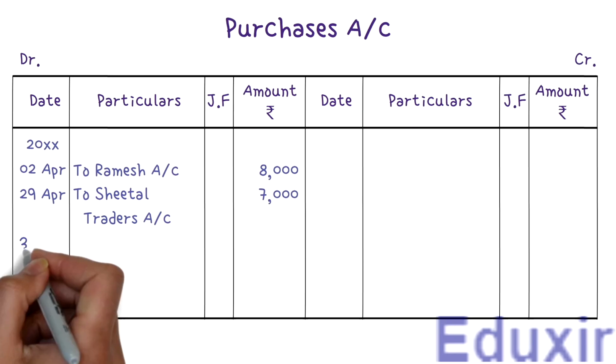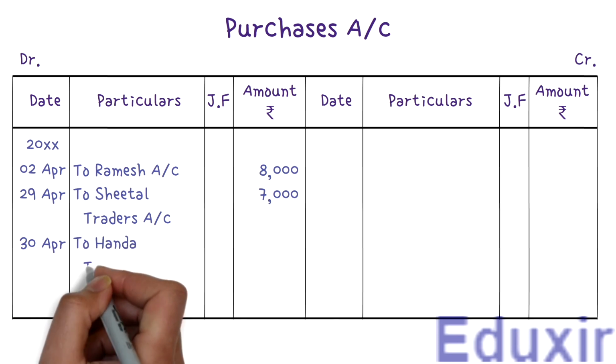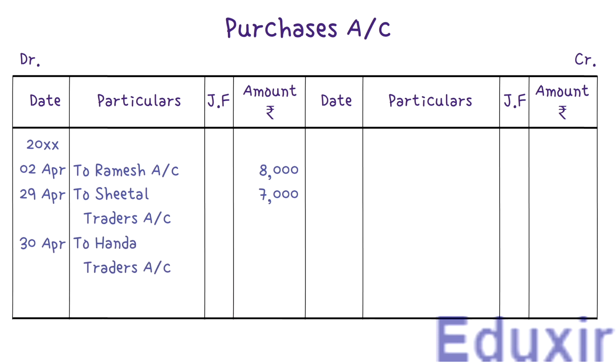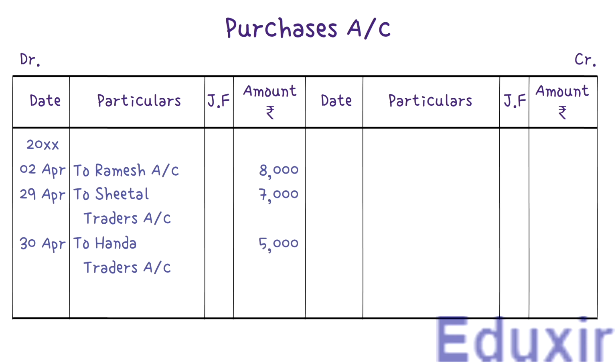Let us first write the date. Let us then write to Honda Traders account into the particulars column. Let us then write the debit amount of 5000 rupees in the amount column. With that, we have completed the posting of this journal entry into purchases account. Let us now take up the next entry.